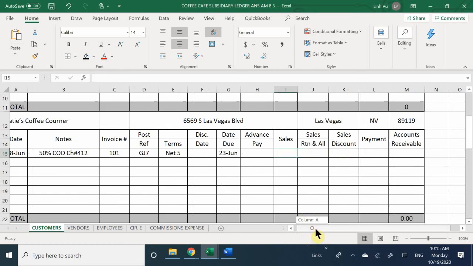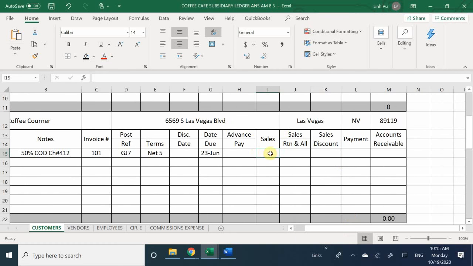So here my little titles are a little different. This time I'm looking at sales. What was my total invoice sales amount for? 219.05. All right. Obviously she hasn't done a sales return yet or a sales discount yet. We didn't give her any. Was there a payment? Yes. 109.53.